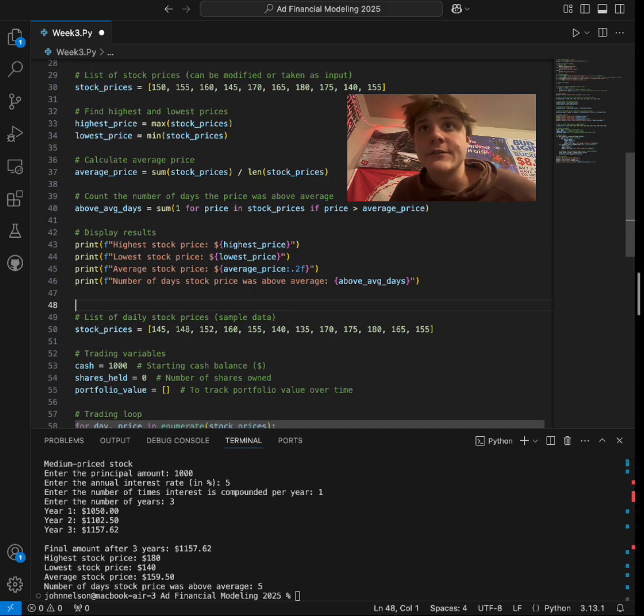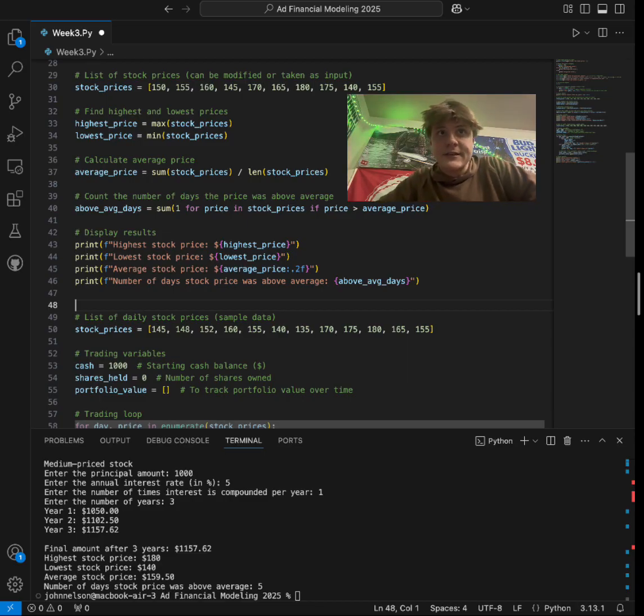For our third exercise, we were asked to write a program that analyzes a list of stock prices and finds the highest and lowest prices, calculates the average price, and counts how many days the price was above average. So first we list the stock prices. Number sign, list of stock prices, which can be modified or taken as input. Stock prices equal brackets 150, 155, 160, 145, 170, 165, 180, 175, 140, 155. So pretty much in between 140 and 180.